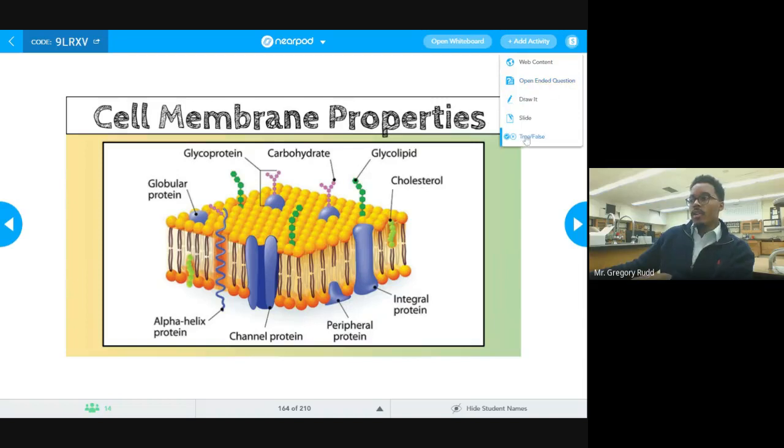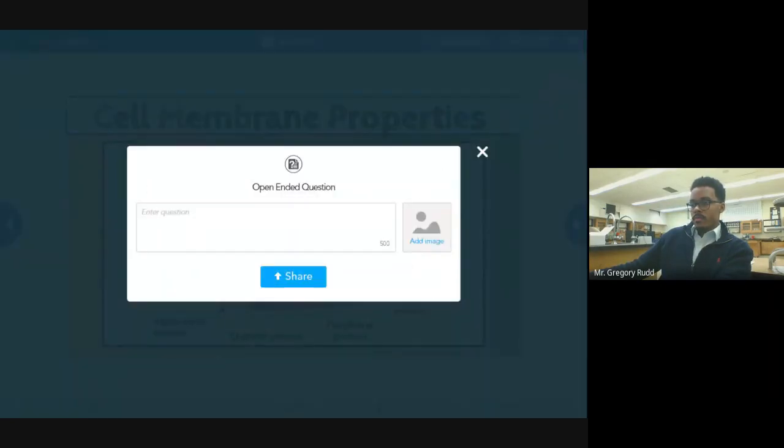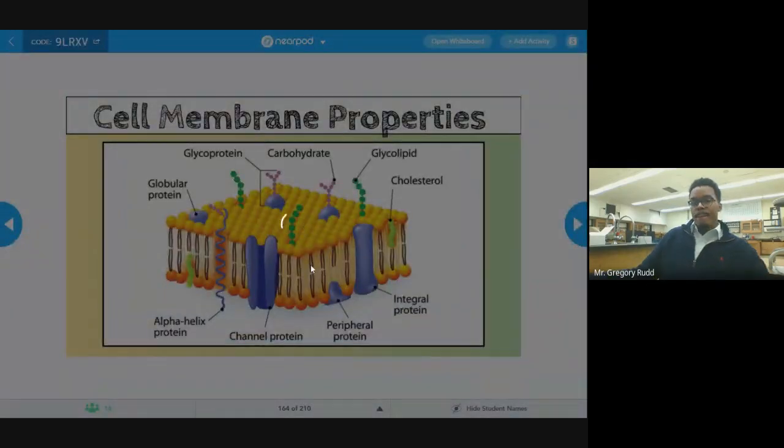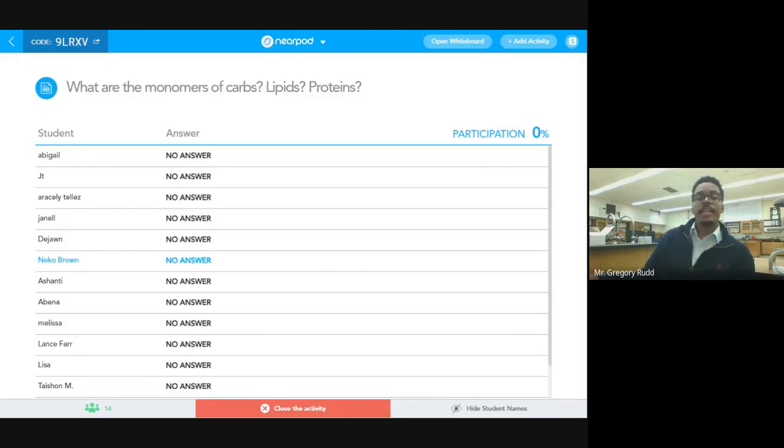So I'm going to ask another open-ended question here. Let's see, you guys hopefully can think back to unit one. It was about a month ago. This question's taking a while to pop up, but the question is, what are the monomers of carbs and lipids and proteins? What are those respective monomers? This should be another quick one.